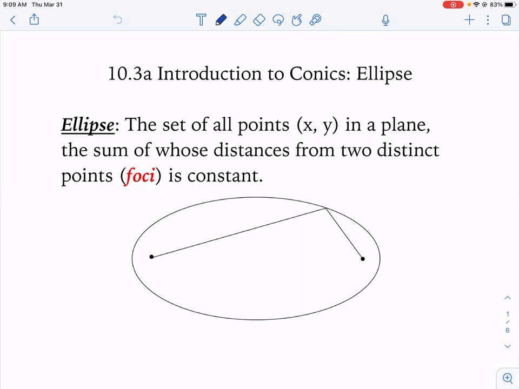We are going to talk about an ellipse today. And just like parabolas, an ellipse has a geometric definition, and our ellipse could be vertical or horizontal. So here's the geometric definition of an ellipse. The set of all points in a plane, the sum of whose distances from two distinct points is constant. Go ahead and just write it down and then we'll process it together.